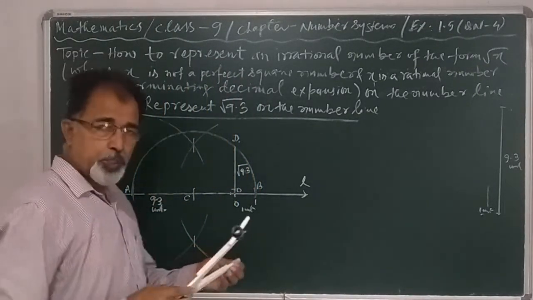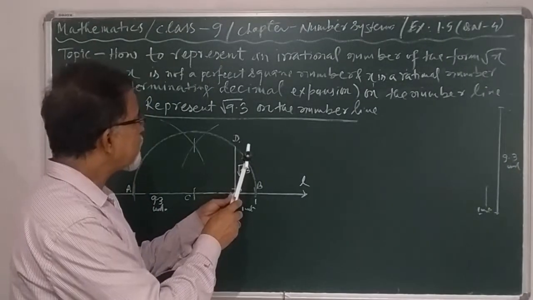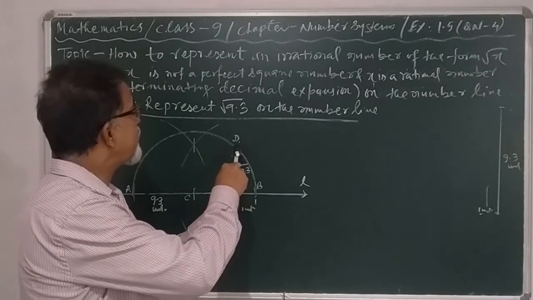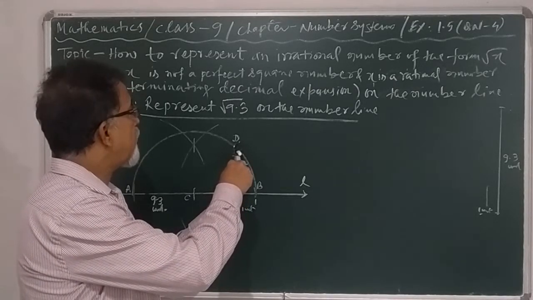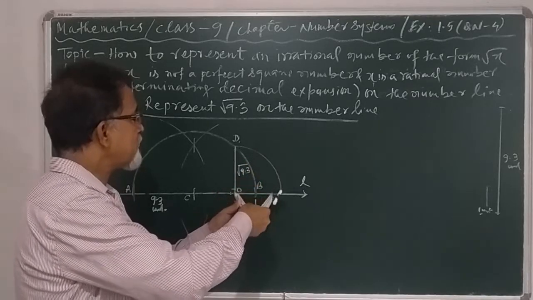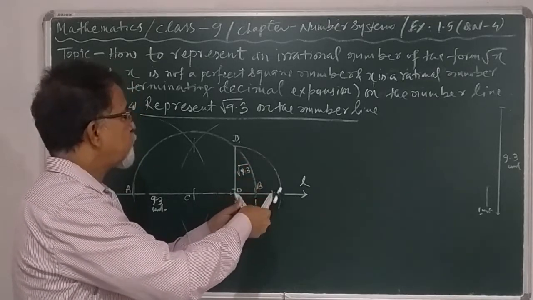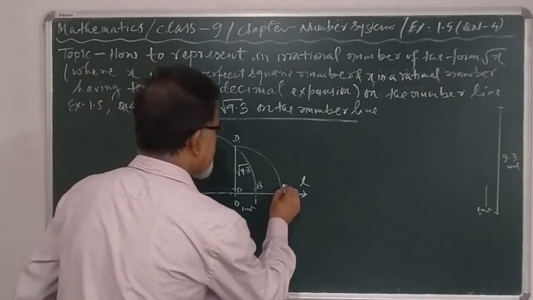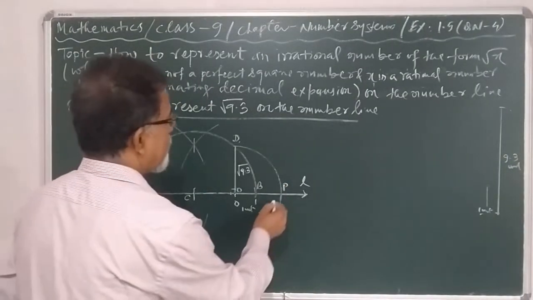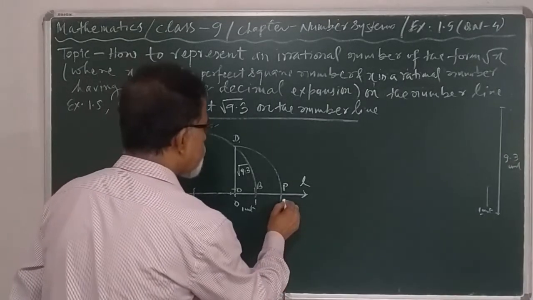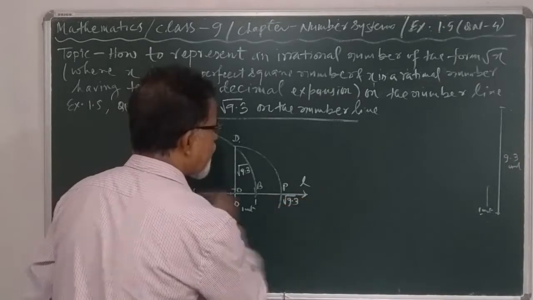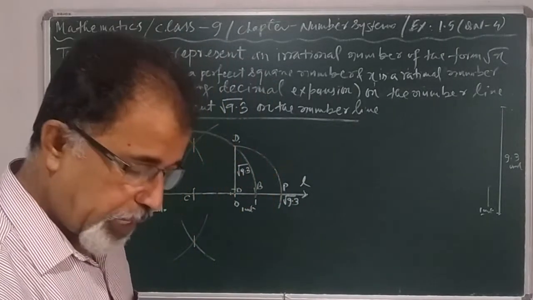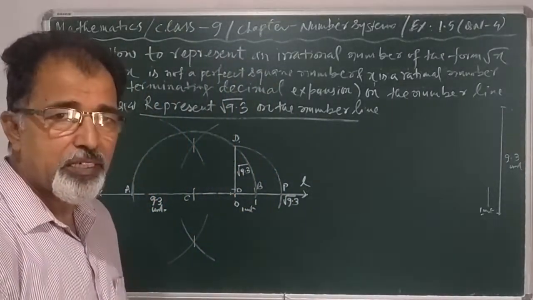Now I am going to use a compass. Once again, using a compass with center O and radius OD, I draw an arc which intersects the line at a point, say P. The point P corresponds to the number root over 9.3 on the number line. Now I am going to justify our answer.